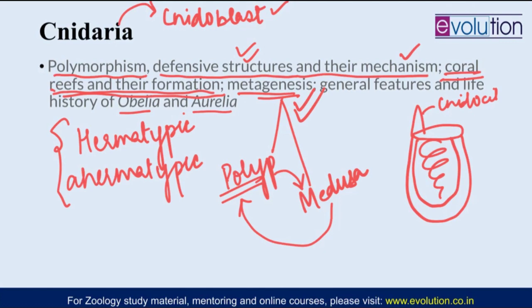When a question on metagenesis is asked, you can choose between describing Obelia or Aurelia. I would say you should prefer Aurelia in describing metagenesis, because it is a true metagenesis, in that the polyp is only reproducing asexually while the medusa is reproducing properly sexually. So that is something you have to deal with.